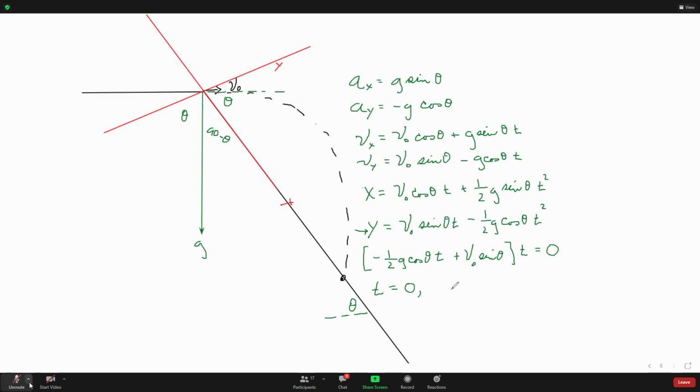So t equals 0 is a solution. Okay, Alvaro, what is the other value of t? Is it what's inside of the parentheses? Set what's inside the parentheses equal to 0 and solve for t, and you'll get 2 V0 sine theta divided by G cosine theta.